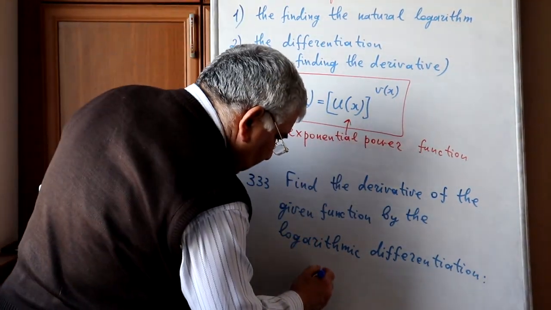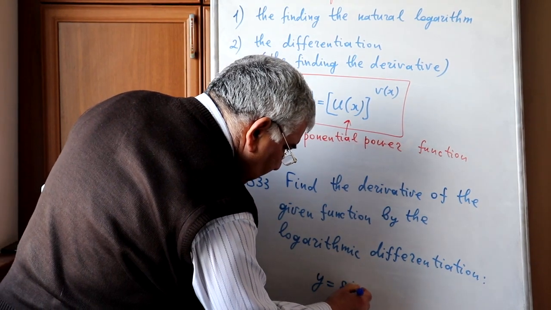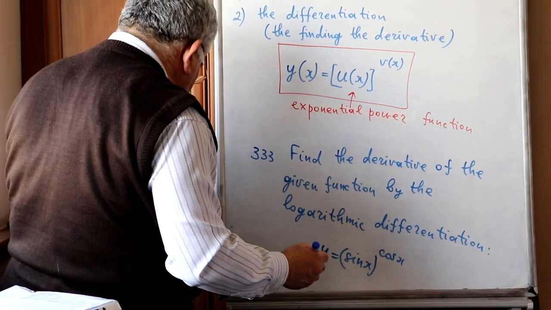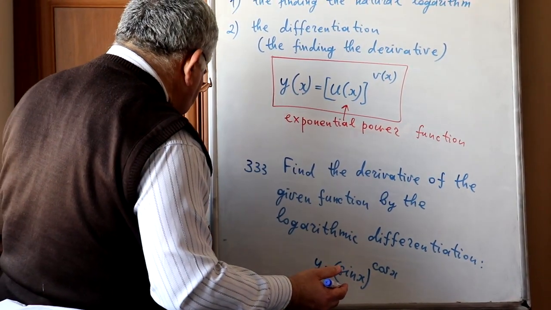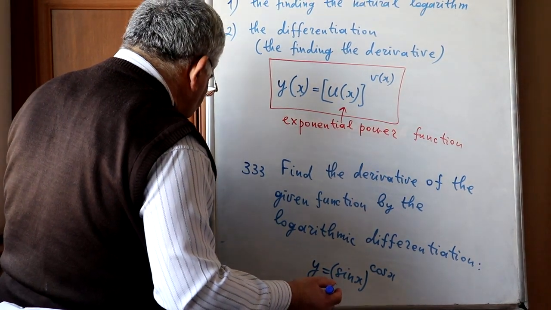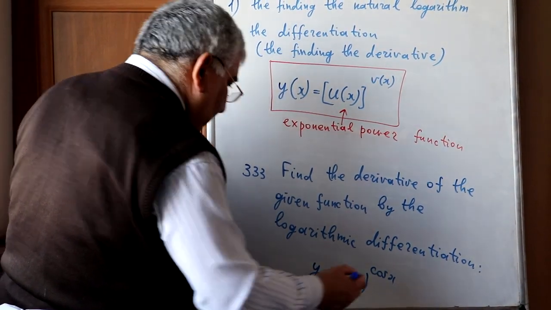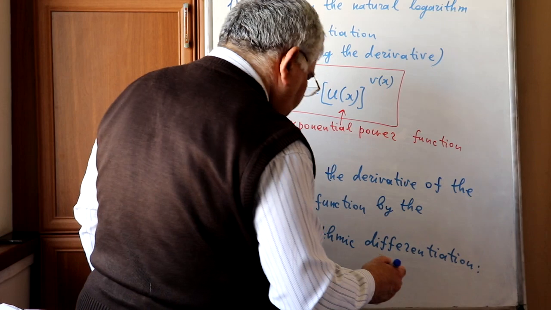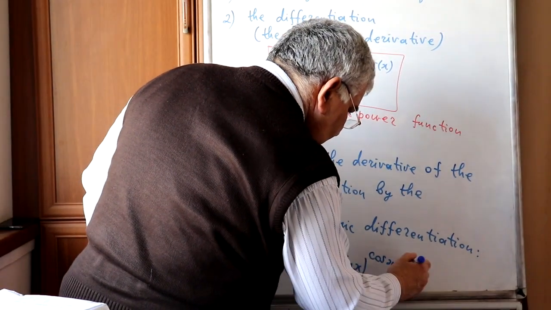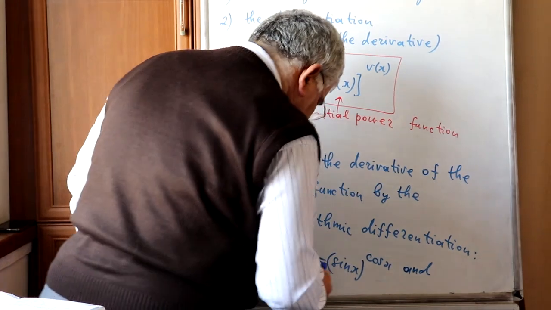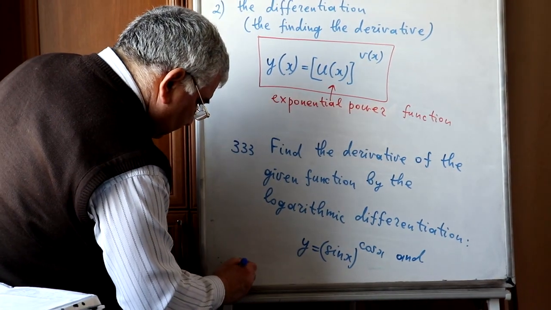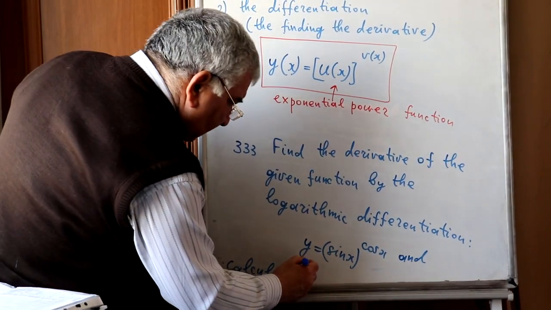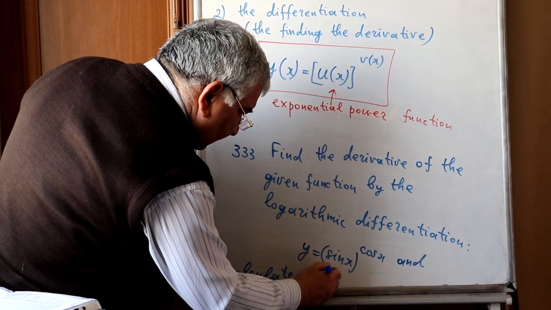Y equals sine x raised to cosine x. And then find the value of the derivative at the point pi in half, and evaluate and calculate y prime at pi in half.